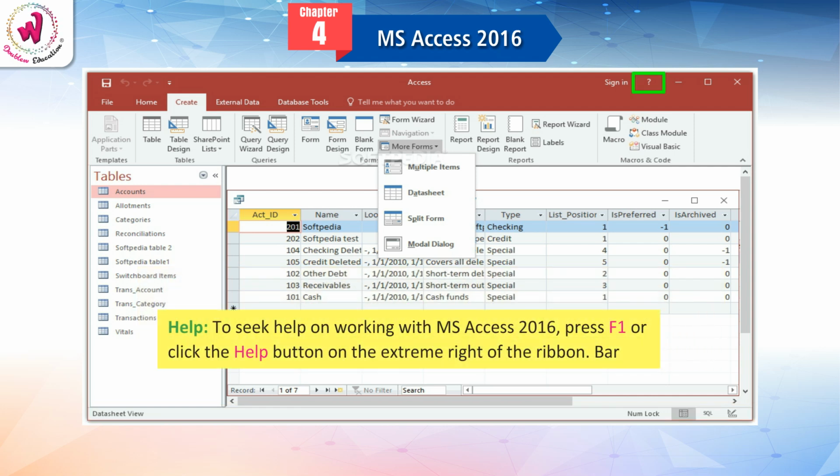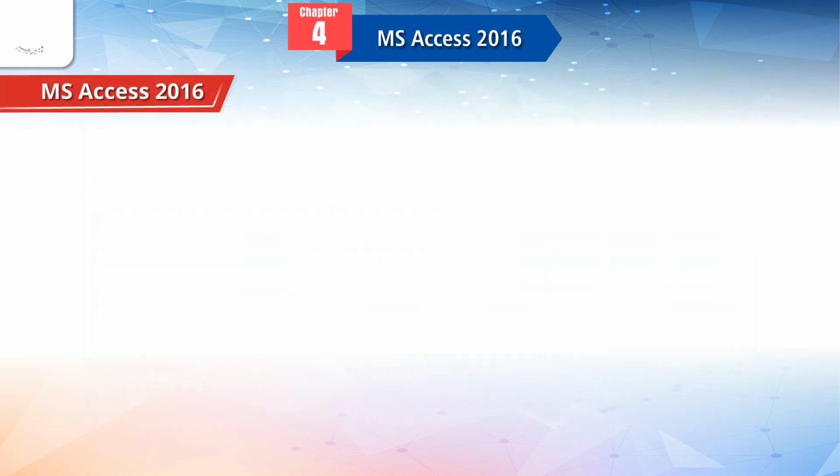Help. To seek help on working with MS Access 2016, press F1 or click the Help button on the extreme right of the ribbon bar.